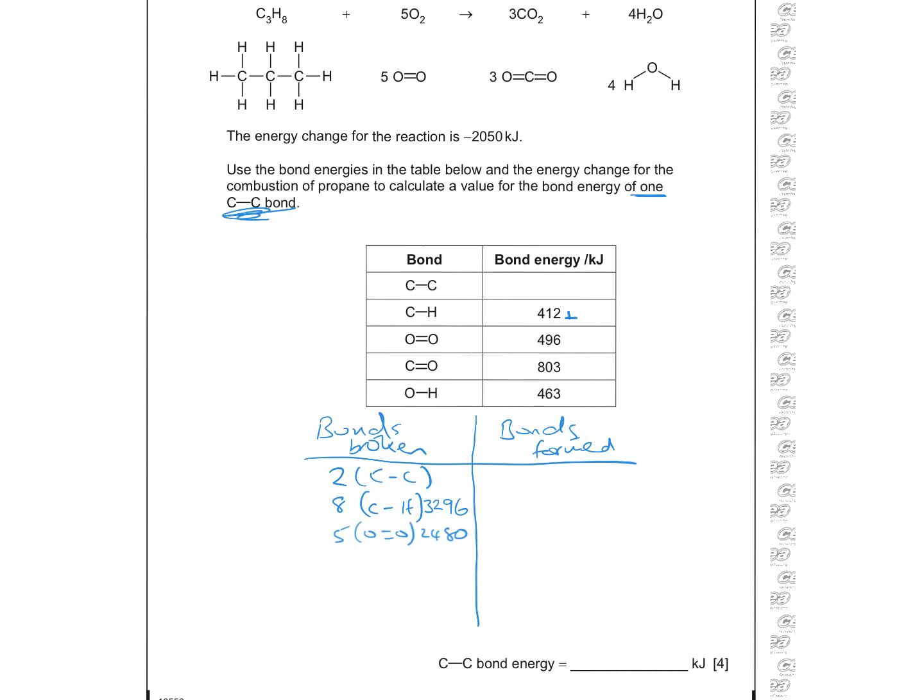Now on the right hand side, there are carbon-oxygen double bonds, and you can see that per carbon dioxide there are 2 of them. There are 3 molecules, so in total there will be 3 times 2, which is 6 carbon-oxygen double bonds. So that will be 6 times 803, and that works out to be 4818.